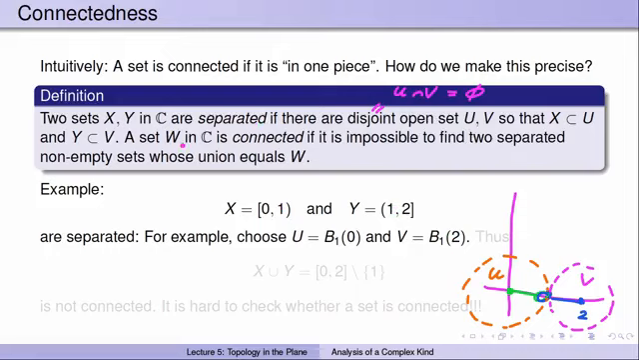Now we say that a set W is connected if it's impossible to find two separated non-empty sets whose union is equal to W.